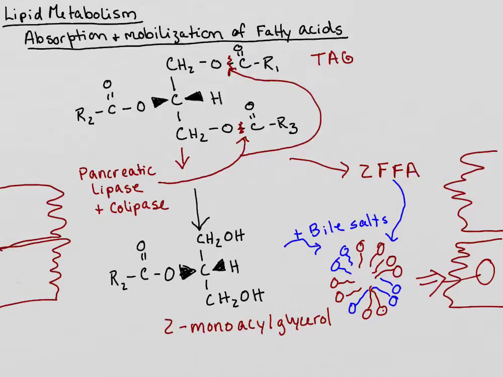So once the monoacylglycerol and 2 free fatty acids are taken up here into the intestine, well, the bile salts, they will travel all the way down through most of the lower intestine, and then they're taken up, and then they travel through the hepatic portal blood. So they're basically recycled in the liver and then sent back to the small intestine.